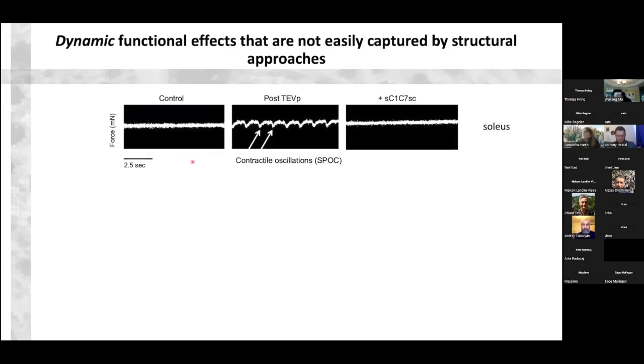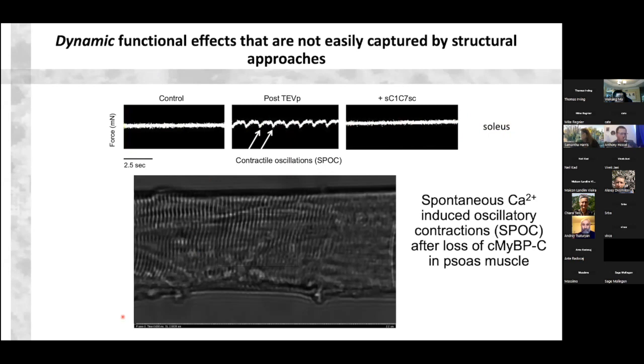But these are three force recordings made under pre-TEV, this is post-TEV, and this is when you add C1 through C7 back. This is soleus muscle, I have to say, so this is the slow skeletal, not the fast skeletal. What we see when we cleave, and so presumably C protein is lost here, is that we get these really dramatic contractile oscillations. And this is now in a psoas muscle, but I will show you what these look like.